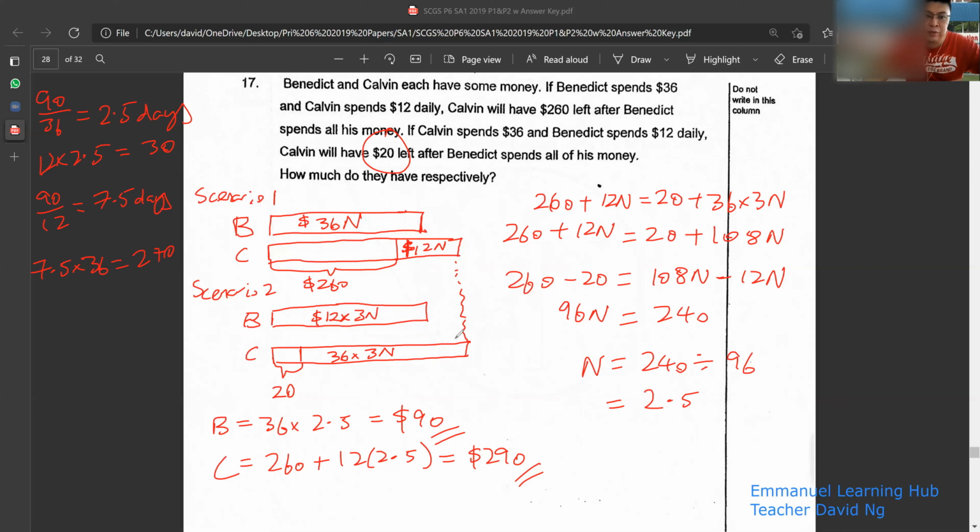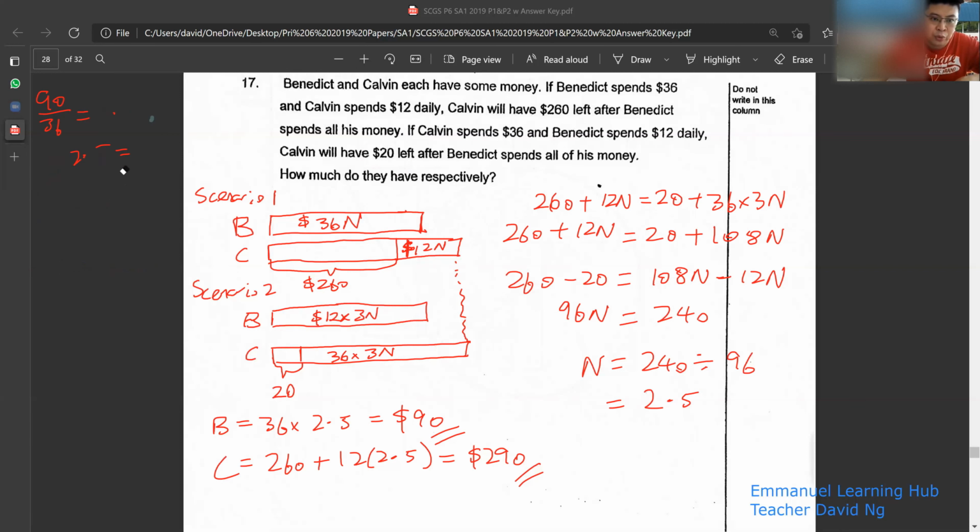This is called back checking. You use your answer to work out the figure here. Is it $20 left? And is it $260 left? If it's correct, $20 and $260, then your answer is correct already. Understand how to do back checking, using your answer to find the answer for these two. This is a very effective way to check.